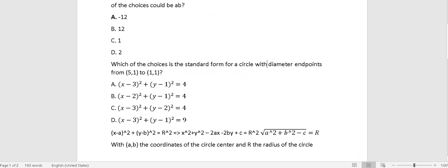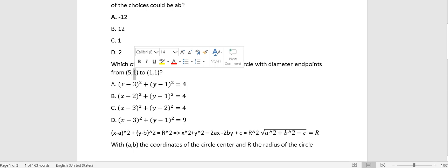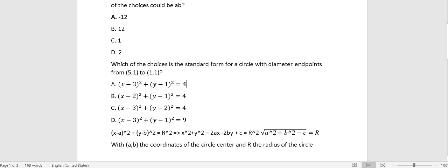Okay, so we have these diameter endpoints, which basically gives us the diameter from 5 to 1. You see this runs on the line y equals 1, right? And so the length of the diameter is 5 minus 1 equals 4. The radius is half the diameter, so the radius is 2. So we immediately know that D is wrong, because 2 to the power of 2 is 4.